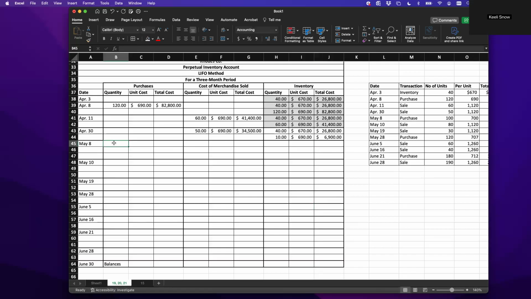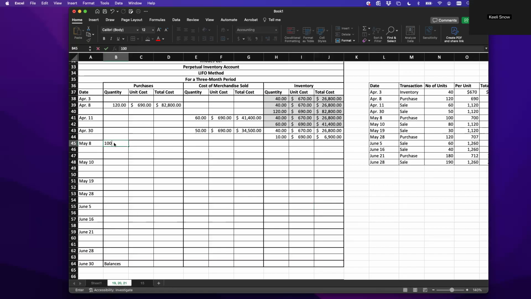May 8th, we're going to make a purchase. We're going to purchase 100 for $700. 100 times 700 gives us 70,000. And we're going to update our inventory. We have 40 that cost 670. We have 10 that cost 690. And we have 100 that cost 700. And our inventory is updated.